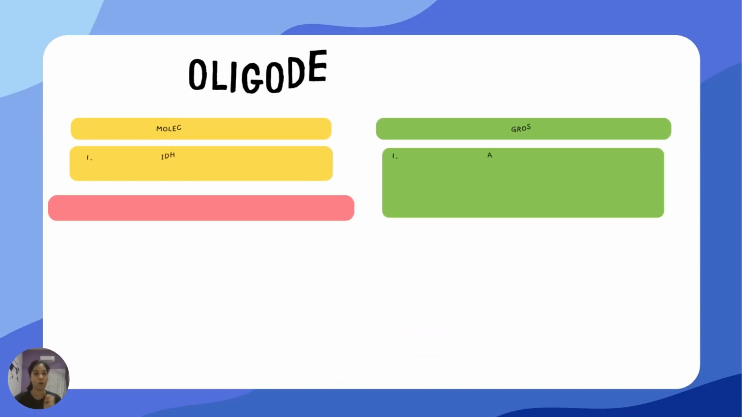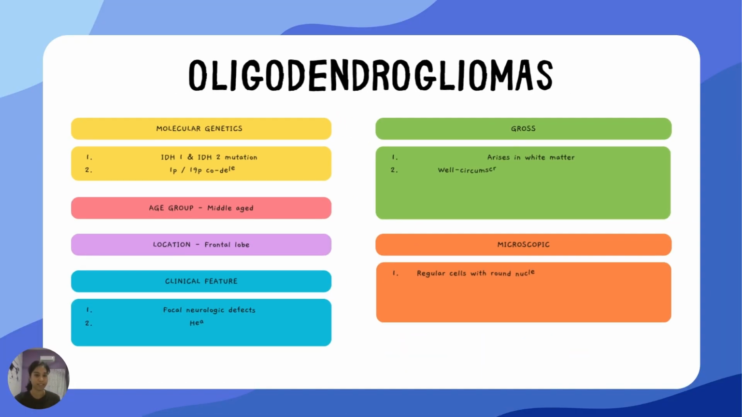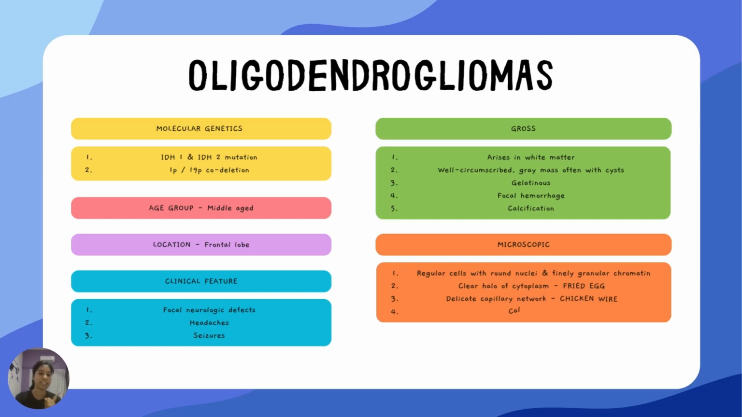Next, we have oligodendrogliomas. So the first thing that you should know is molecular genetics. Here we have IDH1 and IDH2 mutation, and also 1p and 19q chromosome deletion is involved. The person commonly affected is middle-aged people. Location is your frontal lobe, and the clinical features, like just now, are focal neurologic deficits, headaches, and seizures.